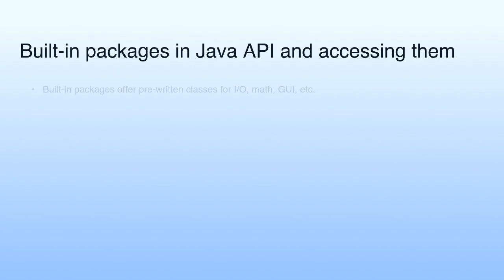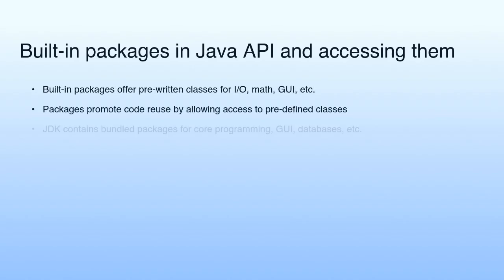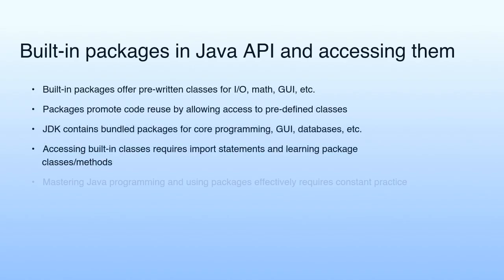The Java Development Kit contains numerous built-in packages that offer pre-written classes for common functionality like input-output operations, mathematical computations, and graphical user interfaces, promoting code reuse and allowing developers to access a wealth of predefined classes and methods.